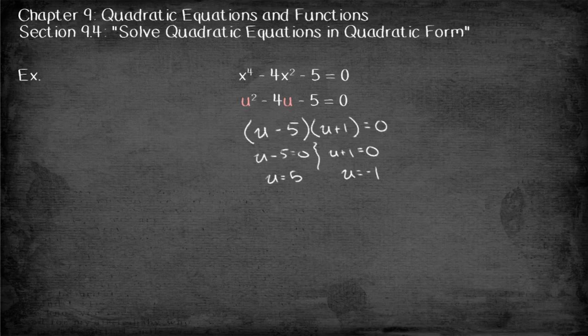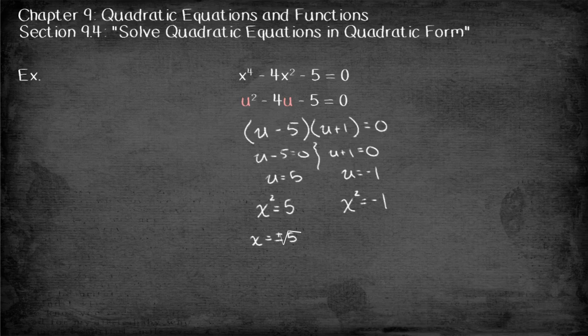Now, normally we'd be done if we had started with a quadratic equation to begin with, but we didn't. So now what we want to do is go back and say, since u was originally x squared, we really have that x squared is equal to 5, and x squared is equal to negative 1. And then we are going to use a square root property to determine what the actual solutions are for x. So for the first equation, we take the square root of both sides. We get that x is equal to plus or minus the square root of 5.